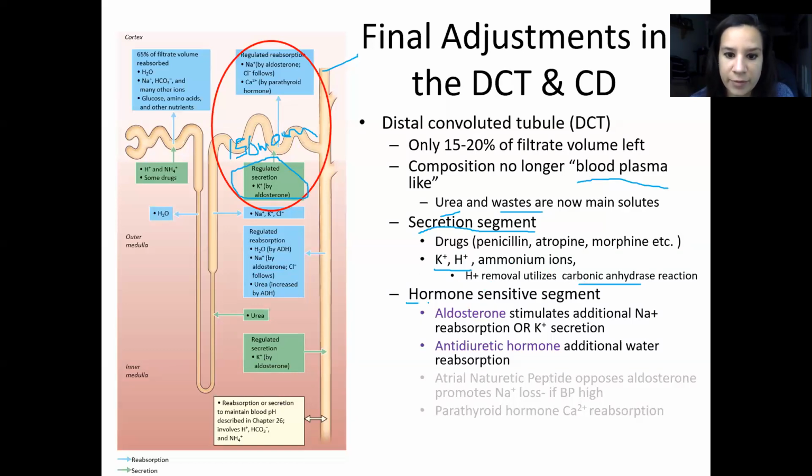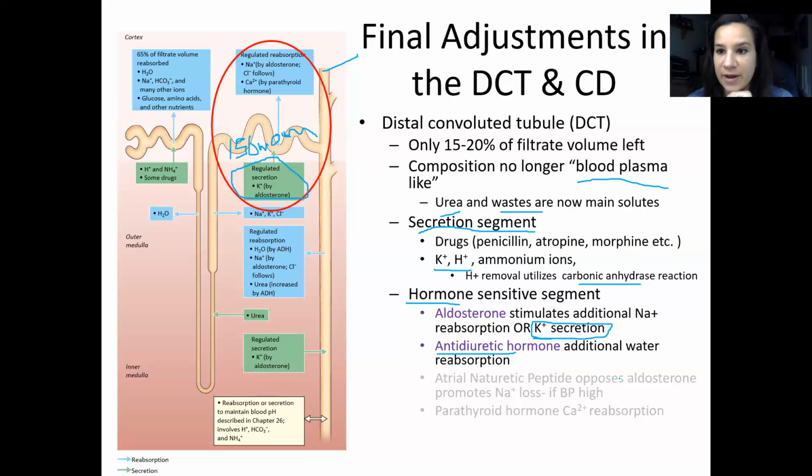The other nickname for the DCT is the hormone sensitive segment. So we've already heard about aldosterone. We're going to walk through part of that mechanism one more time. Remember, aldosterone is going to be kind of our salt saving hormone. So this is going to promote additional sodium reabsorption. And we'll also talk about the other half of that mechanism that could help out with potassium secretion. Okay, so we'll look at that.